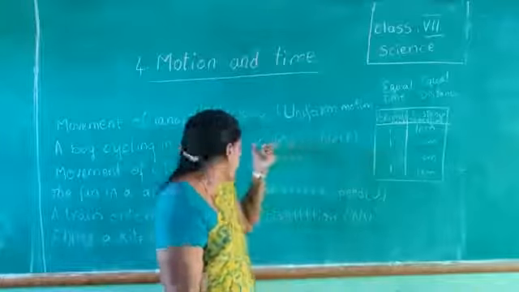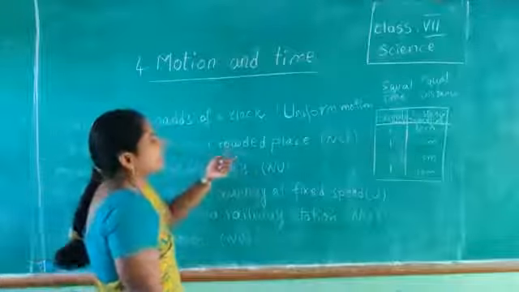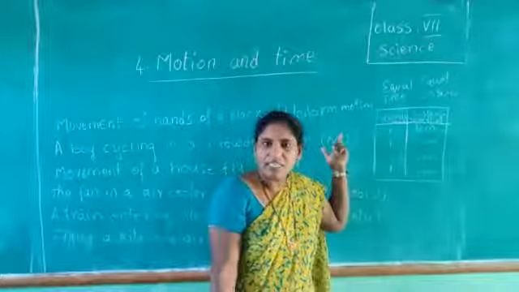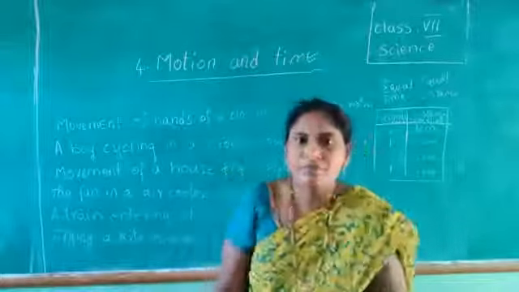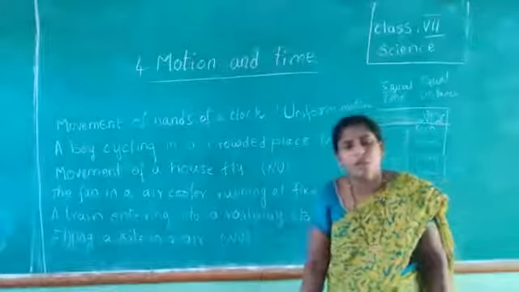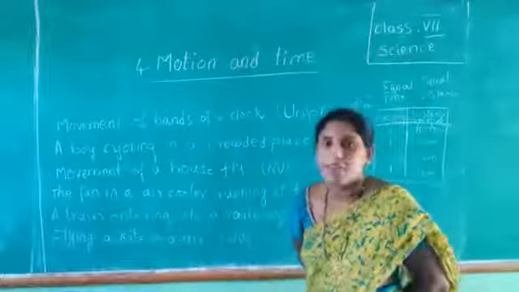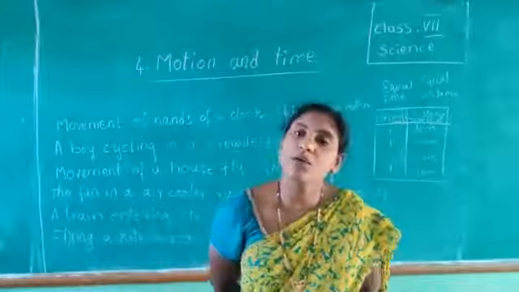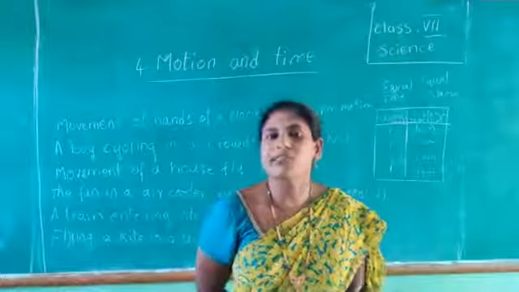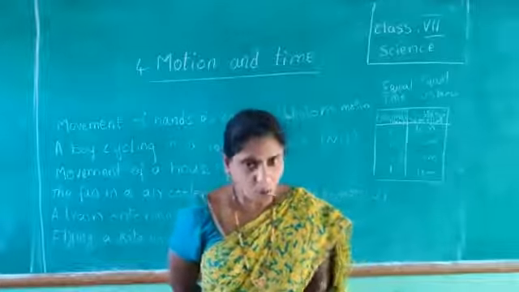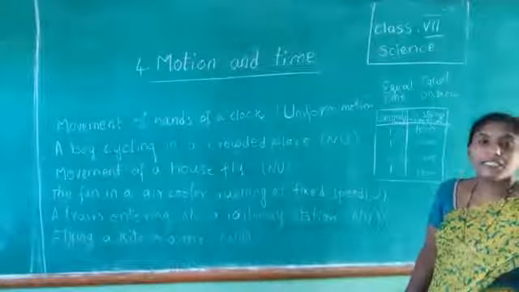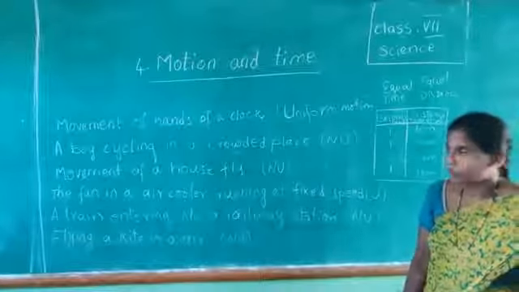Is it clear, children? So, a boy cycling in a crowded place is a non-uniform motion. How can we say that it is non-uniform motion? Why? Because he is not traveling equal distances in equal intervals of time. So, that's why we say that the boy cycling in a crowded place is a non-uniform motion.